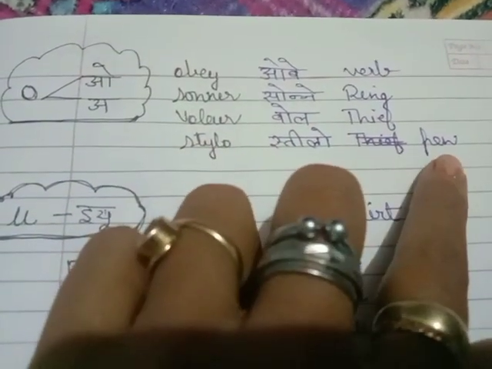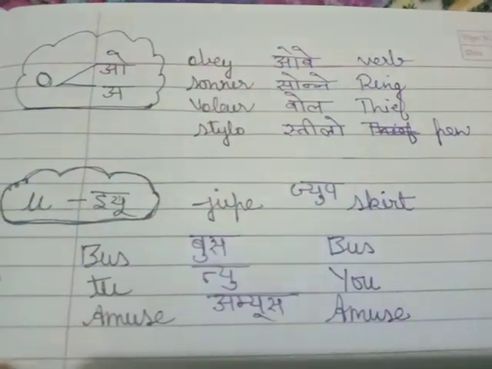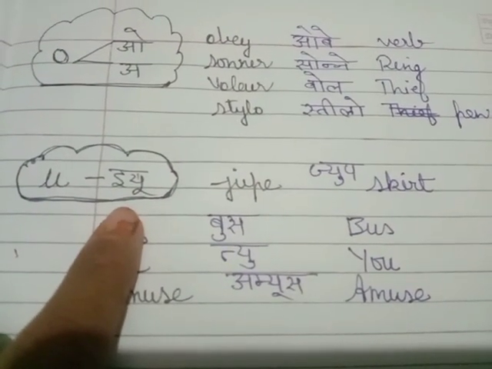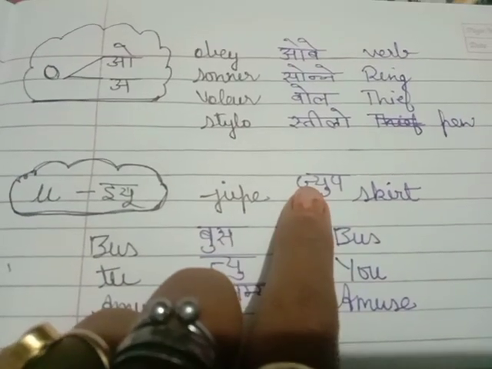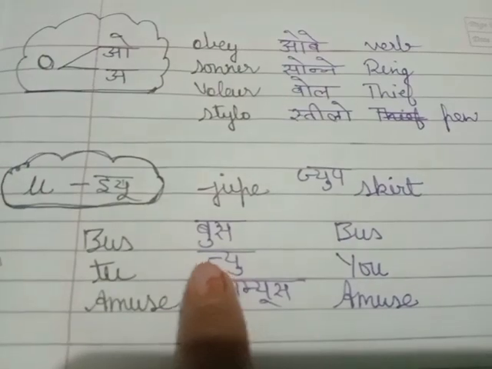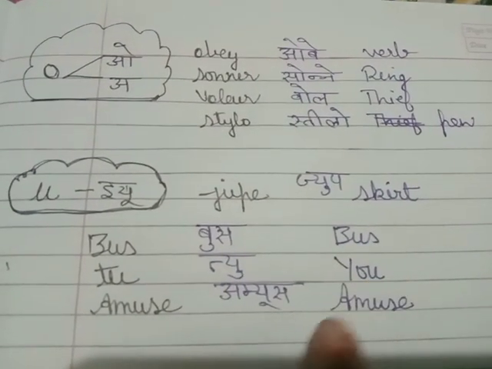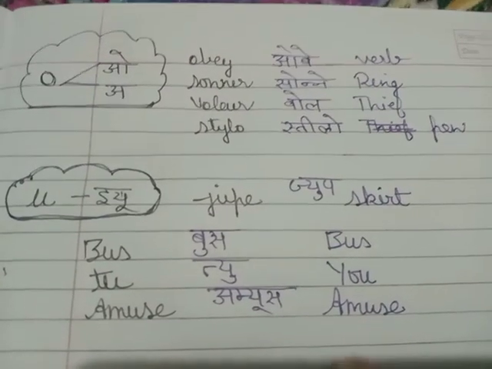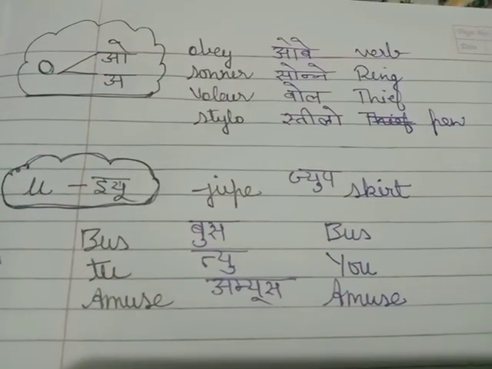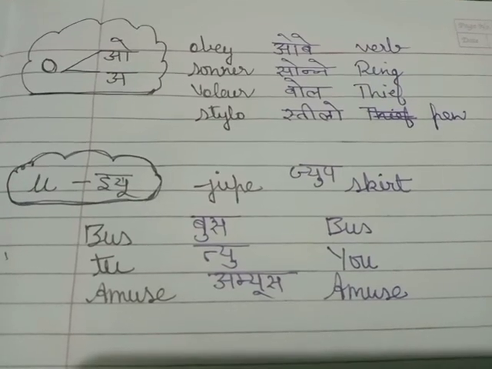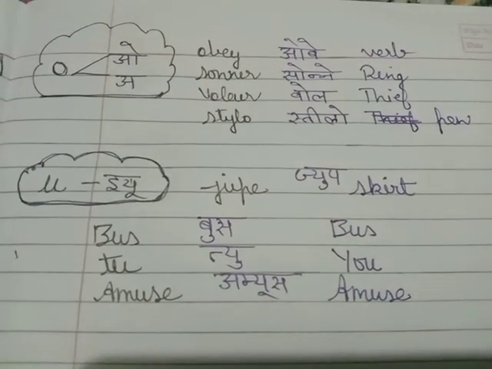Stylo, pen, stylo, pen. Now in English it's you, but in French it's U. Jupe, skirt, bus, bus, tu, you, amuse, amuse. So today we did vowels in français, that's vowels in French, and wait for the third video. Thank you.